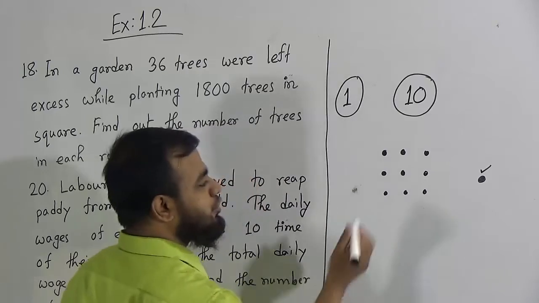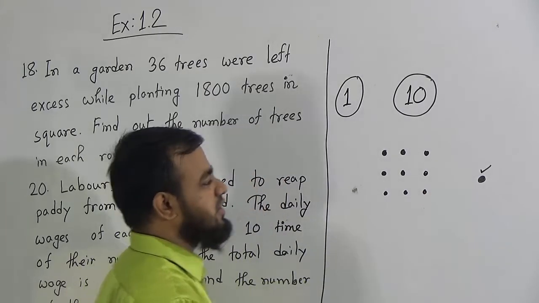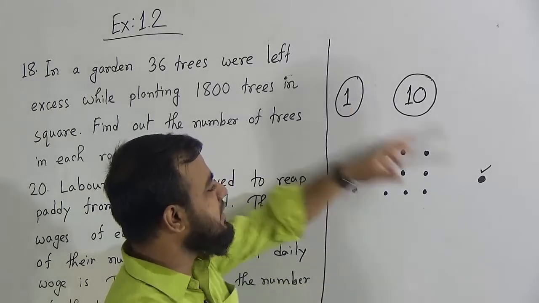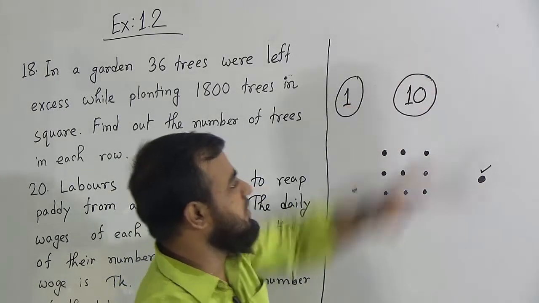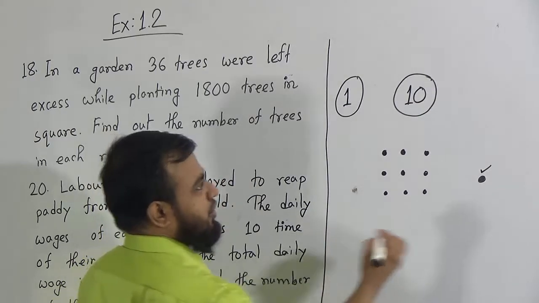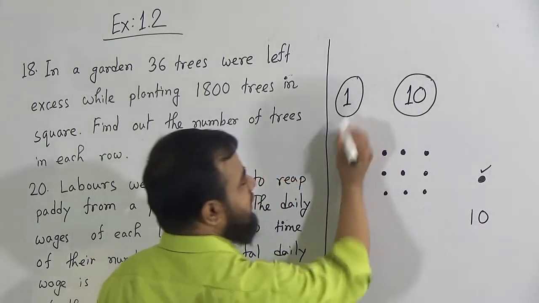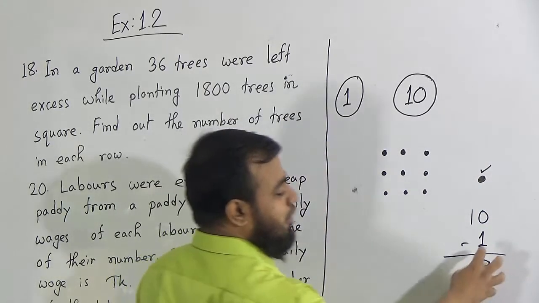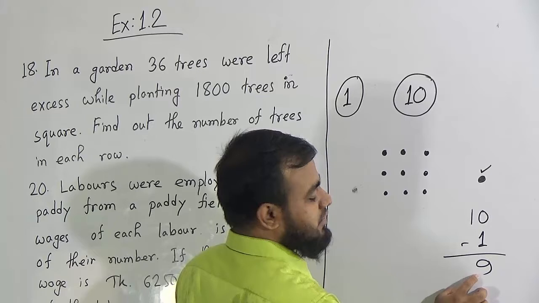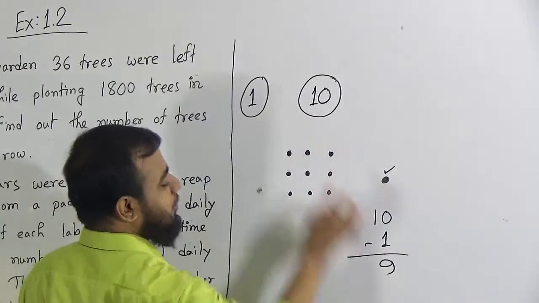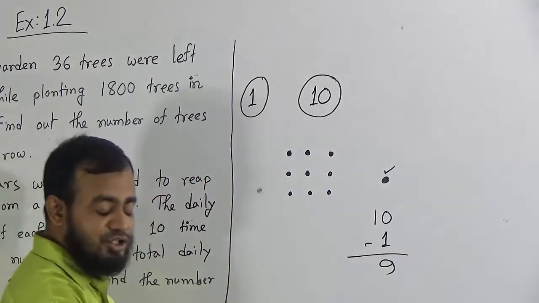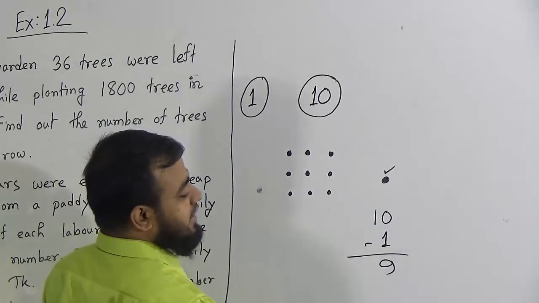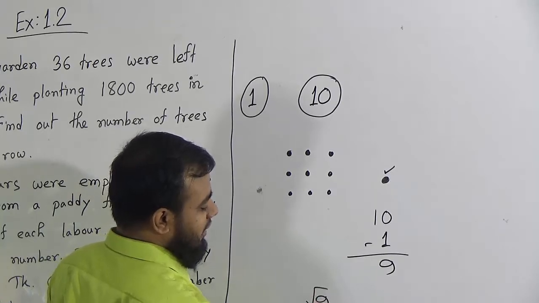We can't put this tree in the square because the square is already made with the number 9. That means if one tree is remaining and the total number of trees is 10, then to get the perfect square number, from the total number we need to subtract the remaining number of trees. Then we will get 9. That means the difference is the number of trees which make the square garden. Okay. If we take the square root of 9, then we can get 3.